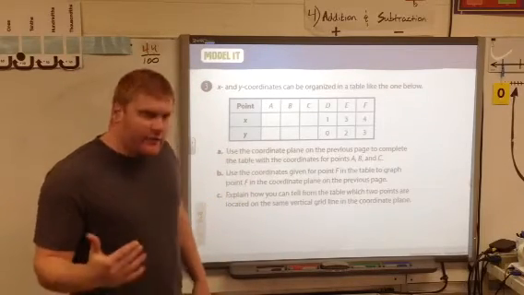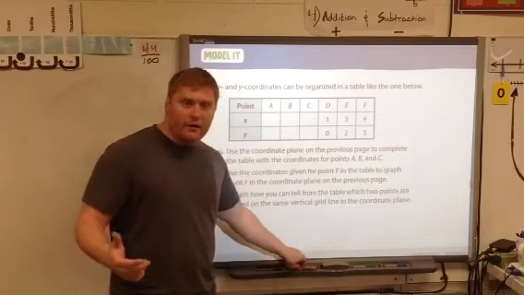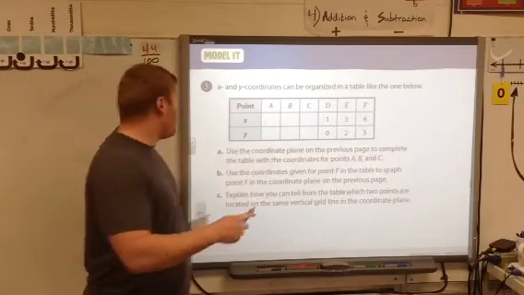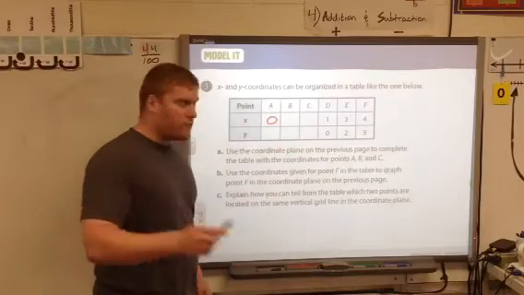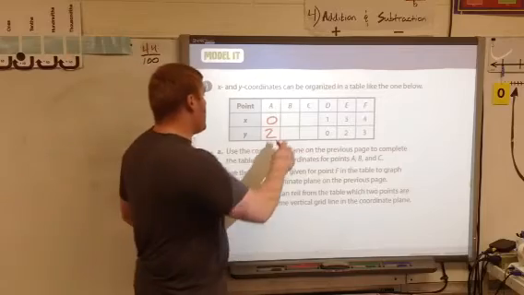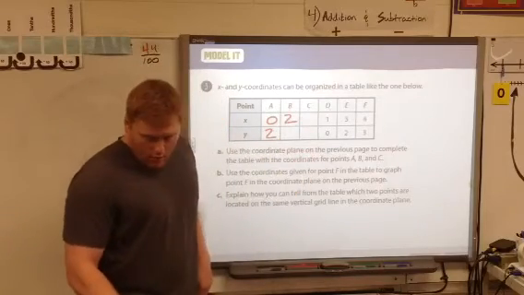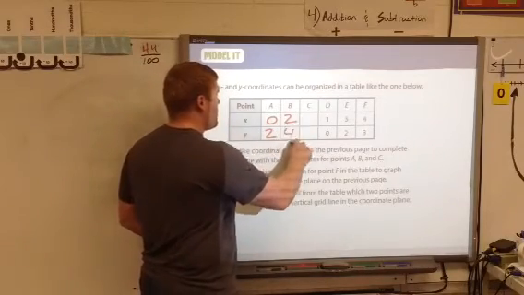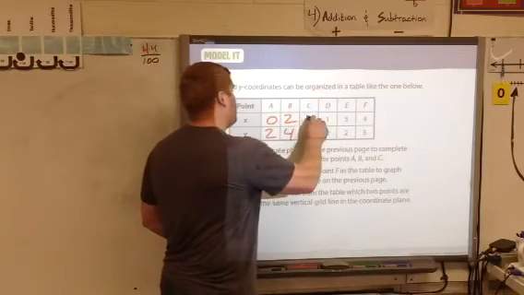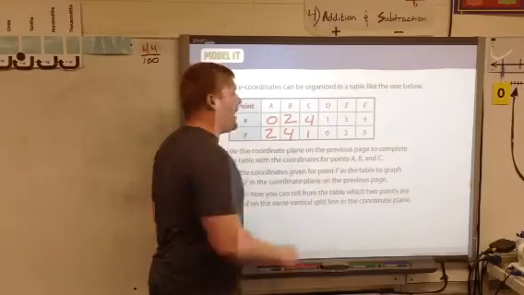Well, we already had the points because we found them together. So, point A, we had x-axis was 0. Y-axis was 2. Point B was x-axis 2. Y-axis 4. And then point C was 4 on the x, 1 on the y.